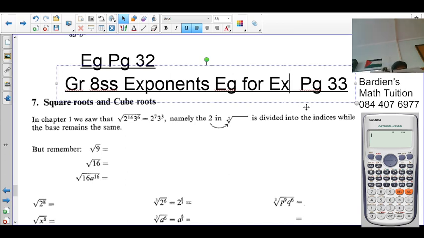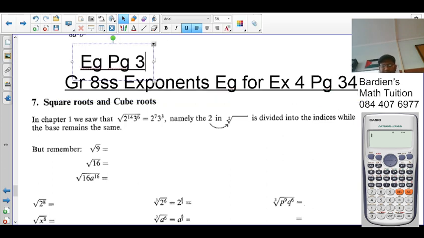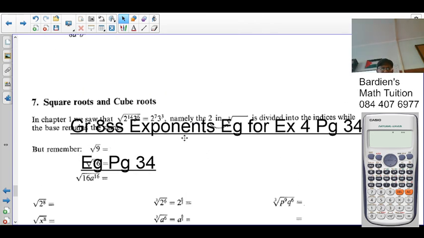5. Exercise 4 on page 34. And the examples are also on page 34. Okay. So your heading is square roots and cube roots.